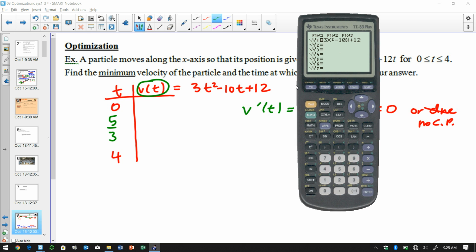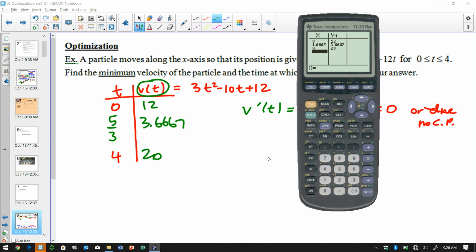And what I want to do is I want to do this candidates test. So I'm going to go to second table set, and I'm going to change my auto to ask. And what that does is when I hit second table, I get a whole blank table to work with. And I just duplicate my candidates test right here. My first x is 0. My next x is 5/3. My calculator is so smart. I just put in 5/3, hit enter, and it knows what to do. And I hit 4, enter, and I've duplicated my candidates test here. And so all I have to do is copy these numbers right into my chart.